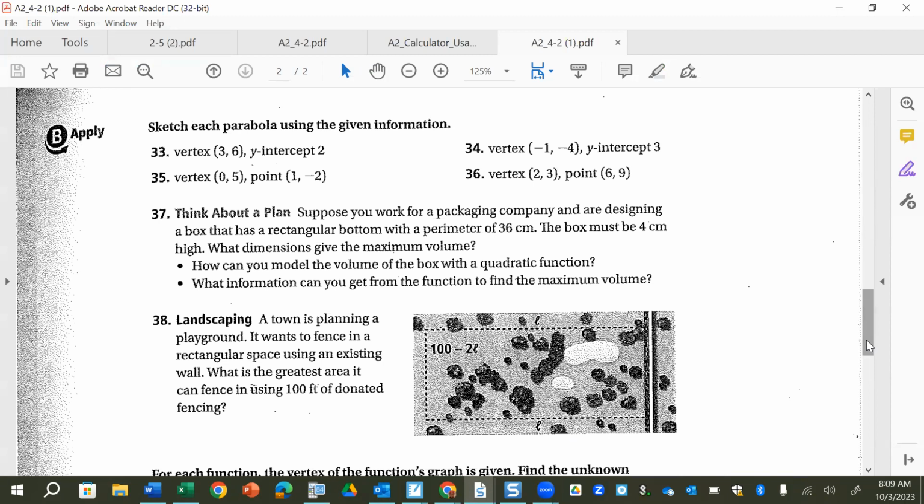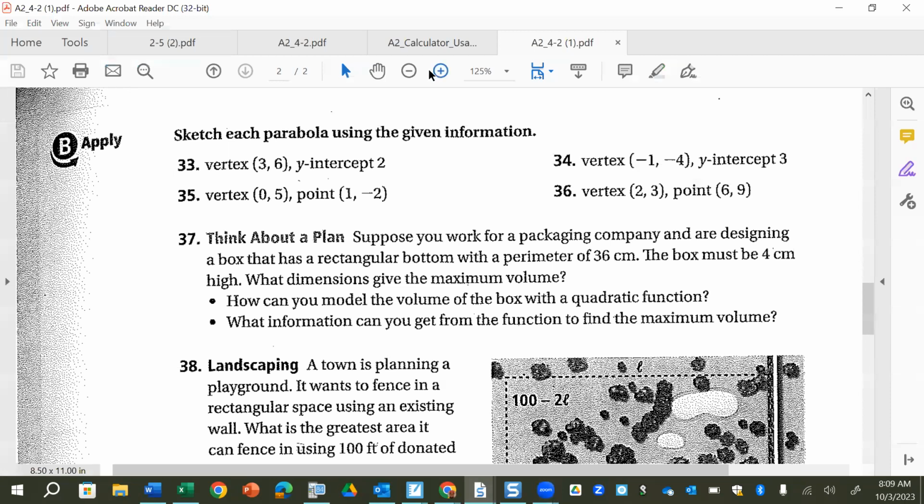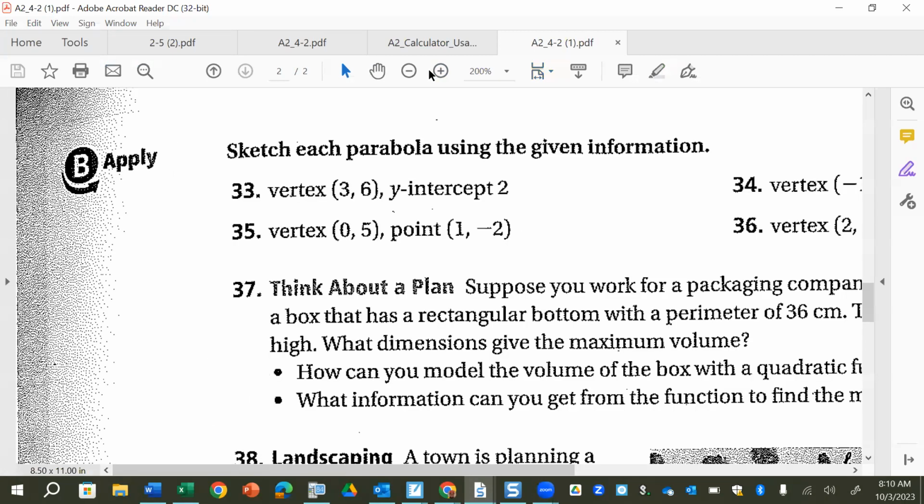All right. It says sketch each parabola using the given information, and what they give us is the vertex and y-intercept. Plot a dot, draw a curve through it. That works. That's what I want to get. Be a good labeler. Three, six, dot, call it V. And if the y-intercept is down here at two, which way has it got to face? The only way to do that is go like that. Won't get easier than that problem.